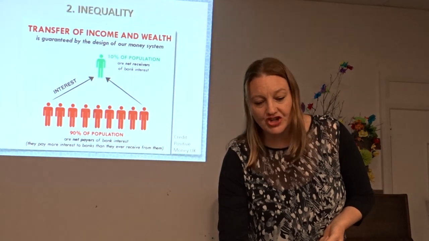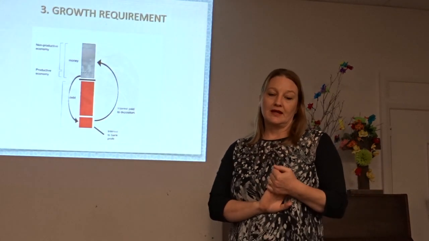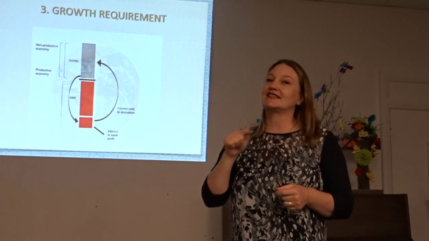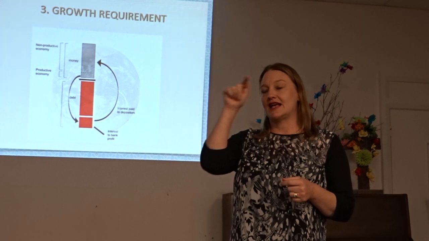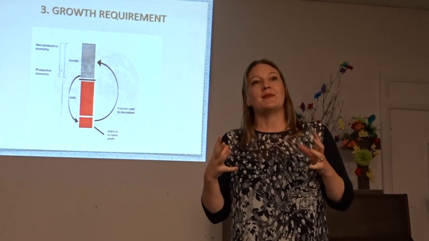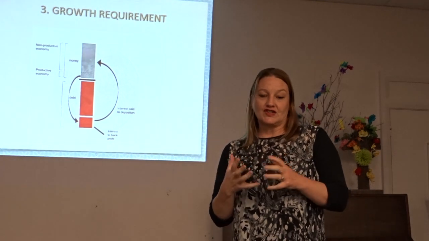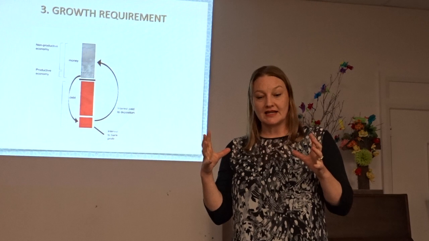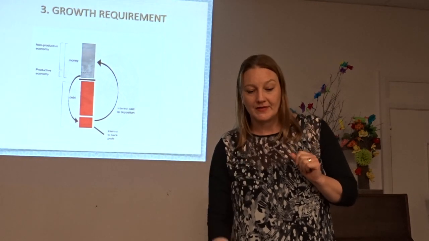The other feature of the system is that we always need more money to pay the interest on those loans. But to get that money we need more loans. And so the system goes round and round and gets bigger and bigger. It's a requirement for growth. And when you superimpose that on a finite planet, we realise that it can't go on forever.